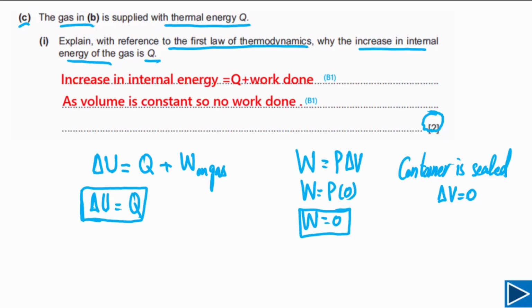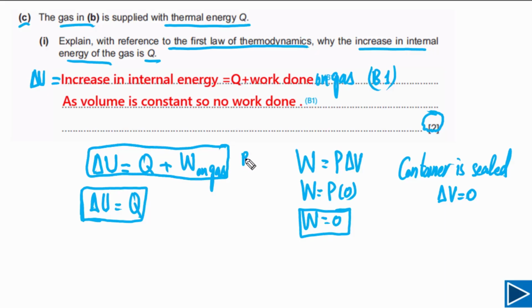This is how you can write down your answer in a proper way. So we can say increase in internal energy, or simply you can say this one is delta U, the change in internal energy, is equal to Q plus work done, and this is the work done on gas in fact. So this is work done on gas. So if you have written this point, you will get 1 mark. You can write down this equation as well. If you write down this one, you will get 1 mark. So this is B, 1 mark. And the second mark, if we have mentioned that container is sealed, or you can say volume is constant, so no work done, you will get the second B mark.